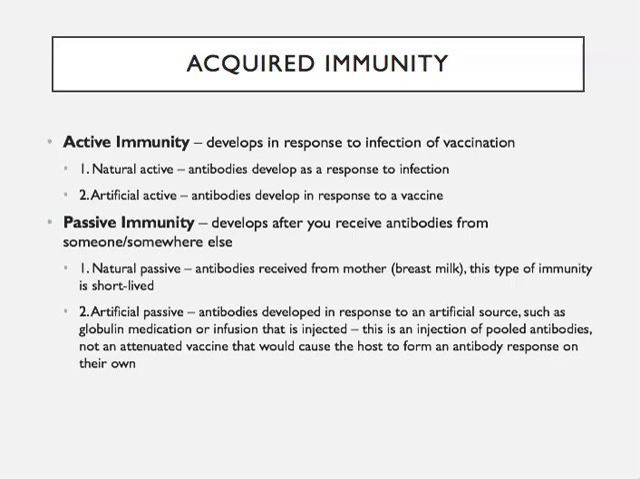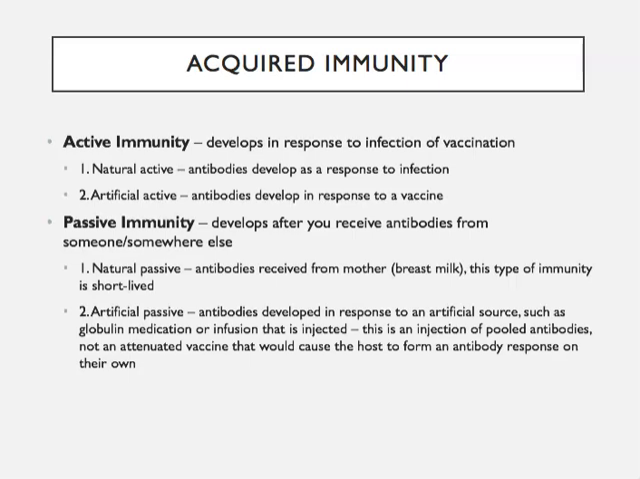Then we've got passive immunity, which develops after you receive antibodies from someone or somewhere. Again, that can be divided up into natural and artificial. Natural passive are antibodies that are received from the mother, such as through breast milk. This type of immunity is short-lived. So babies will have natural passive immunity, or antibodies, if they are breastfed.